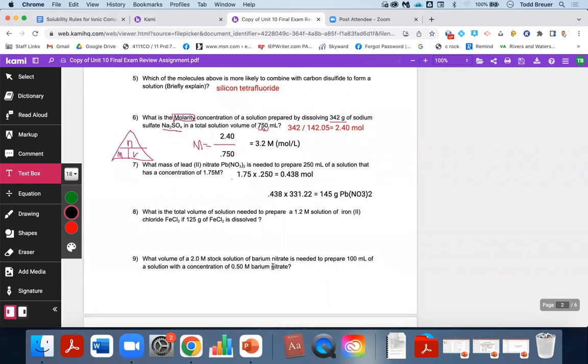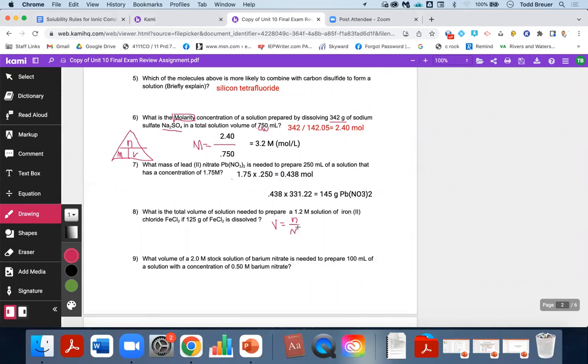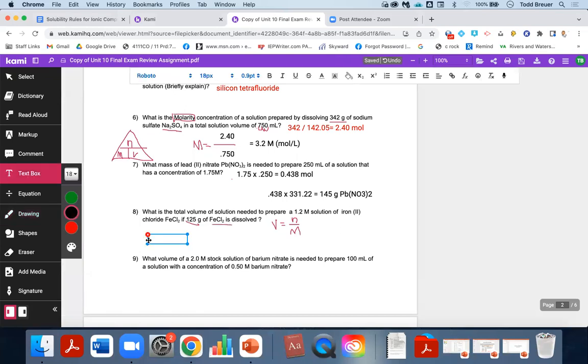Number 8, again, you have a molarity concentration, you have a mass. In this case, this wants a volume. So to get V, we need N divided by M. So let's just quickly show that. V would be N, mole amount, divided by M, molarity concentration. We don't have N, so let's make it. They gave us a gram amount. We can always make that a mole amount. We just divide by the molar mass.